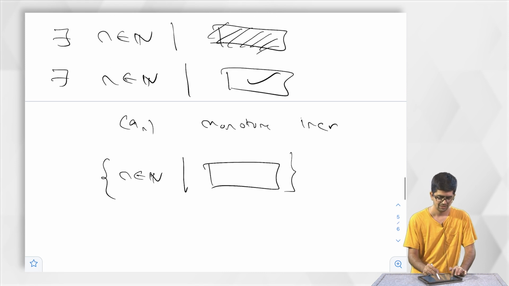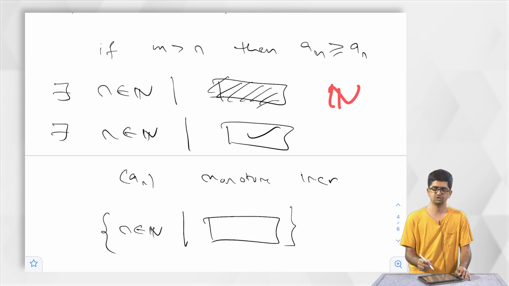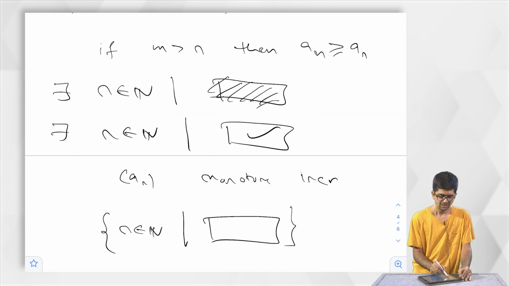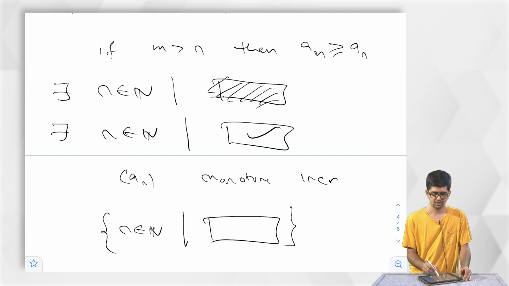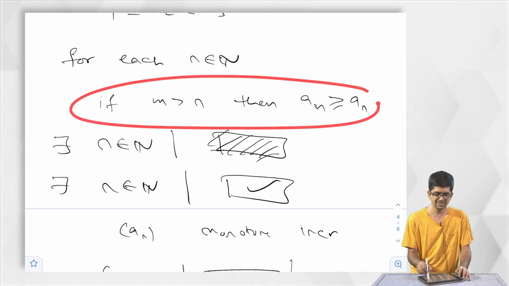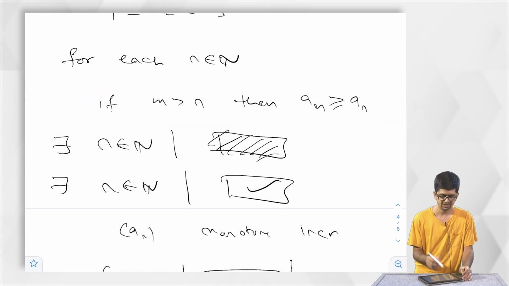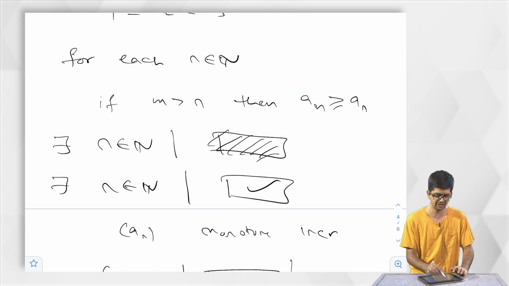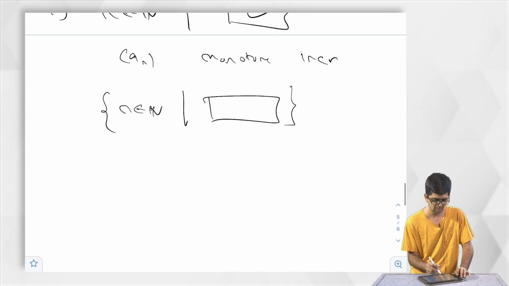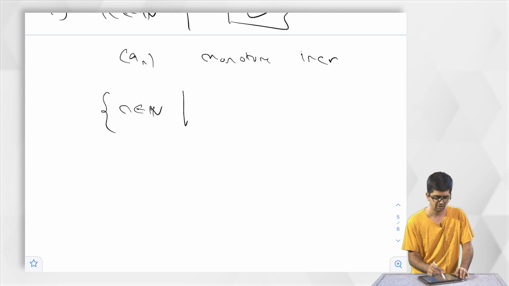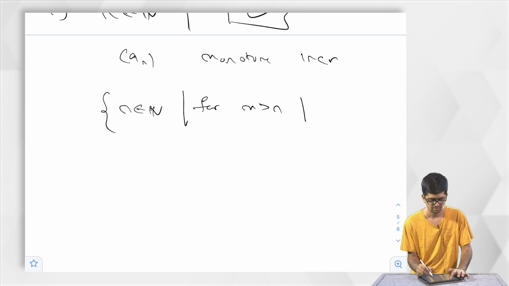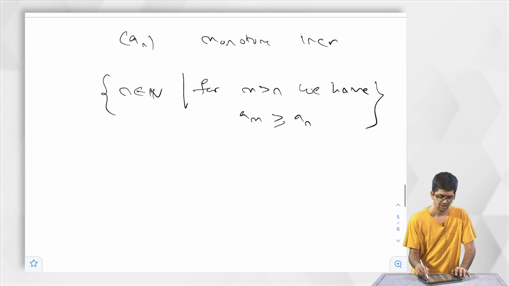So, as I said, the set N is now split into two parts. One is elements of N for which this does not happen, and the other is elements of N for which this happens. These are the only two possibilities. So, let me actually write down what this is. n belongs to N such that for m greater than n we have a_m greater than or equal to a_n. This is one set where this is nice.